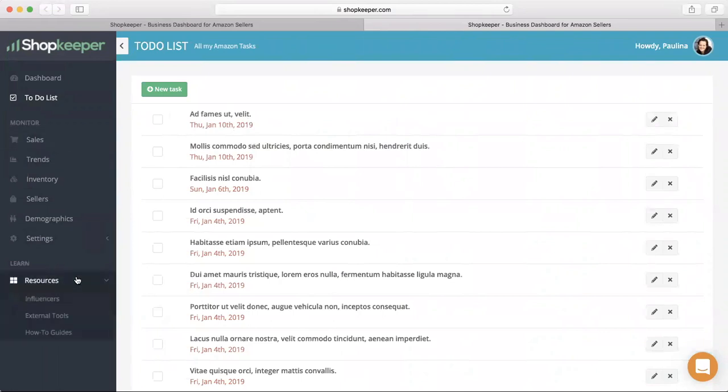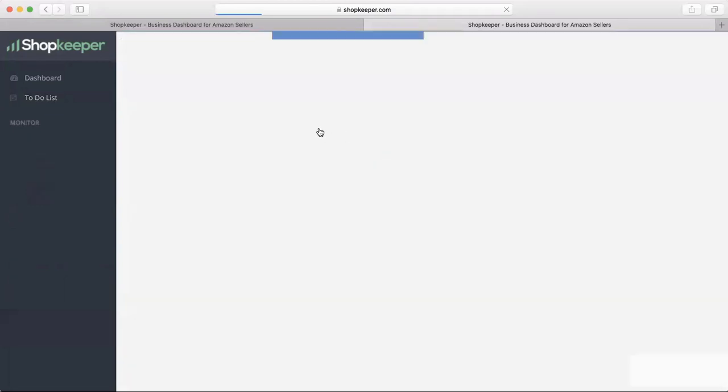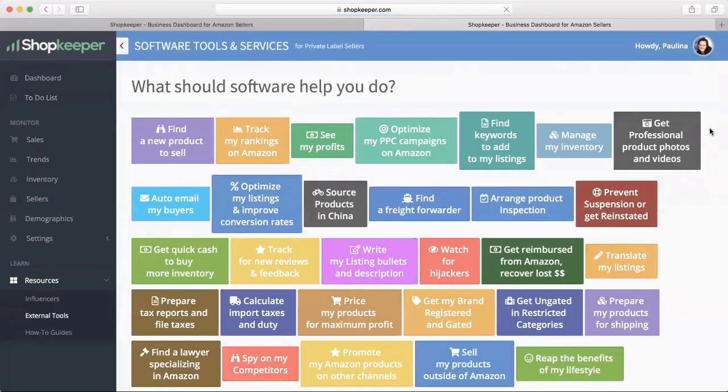Sometimes you may need more help than Shopkeeper can provide. For example, just like you had this item to go and optimize the listing or work on PPC, and you may not know exactly how these things can be done. So we have an option here called Resources, External Tools, where we list many different Amazon related apps.